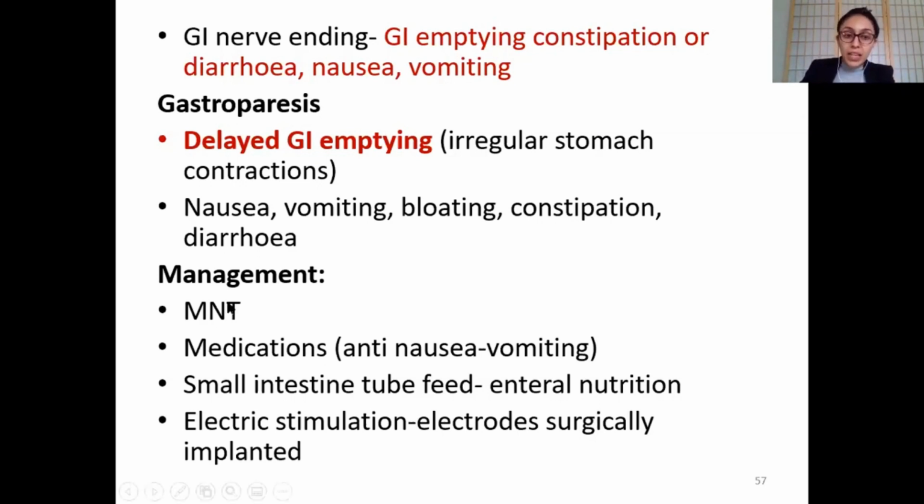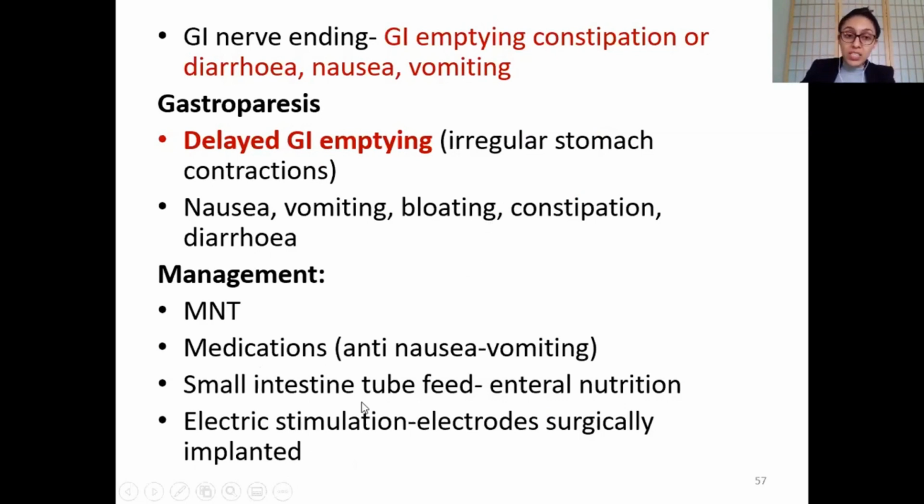And then the medical management is medical nutritional therapy. I talked about this in brief. Small frequent meals, low fiber diet, low fat diet. All of that applies over here. Then you have medications like anti-nausea medication you may take, but these medications are more to address the symptoms rather than the root condition, the underlying condition.